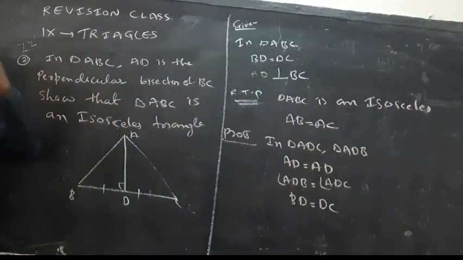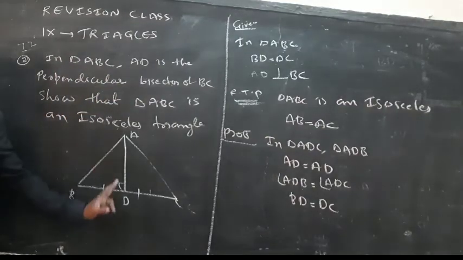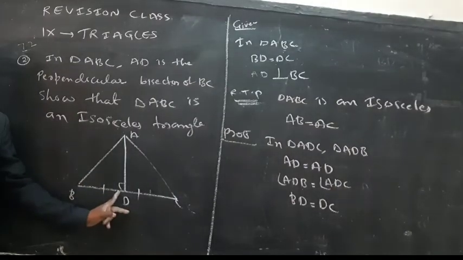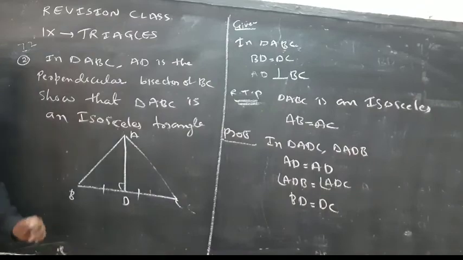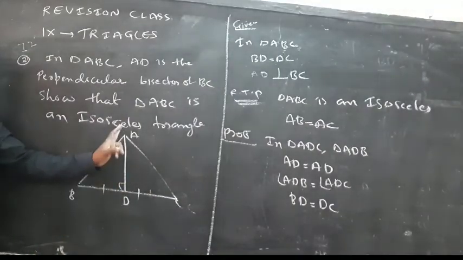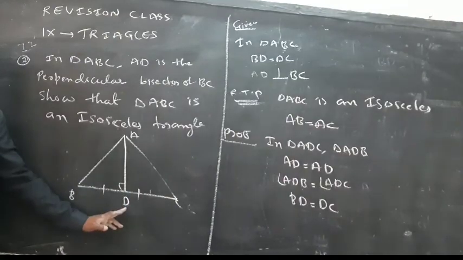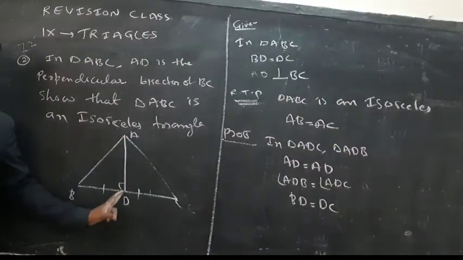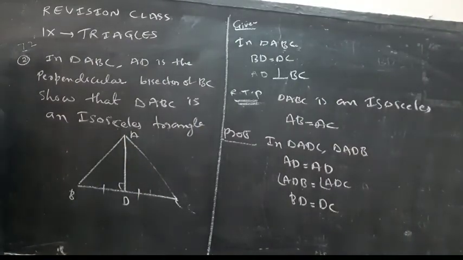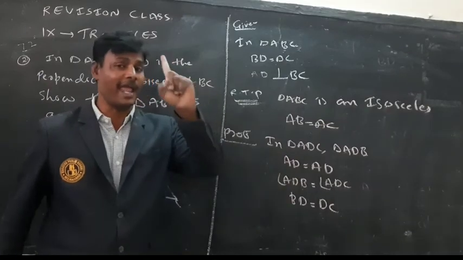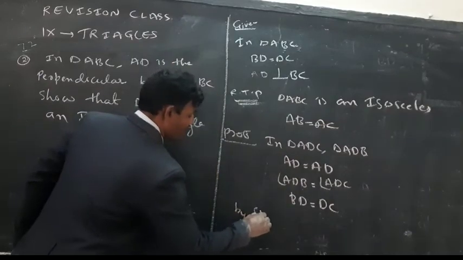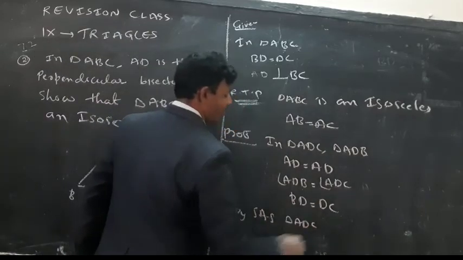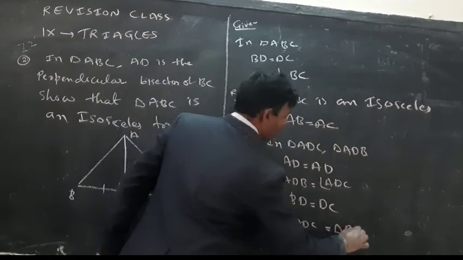See here, in triangle ABC, AD is a perpendicular bisector of BC, so the lengths of BD and DC are both equal. Similarly, at D, AD is making 90 degrees with BC, so angle ADB is equal to angle ADC, and AD is a common side. So finally, two sides and one angle came. By SAS congruency, what can we write? Triangle ADC is congruent to triangle ADB.